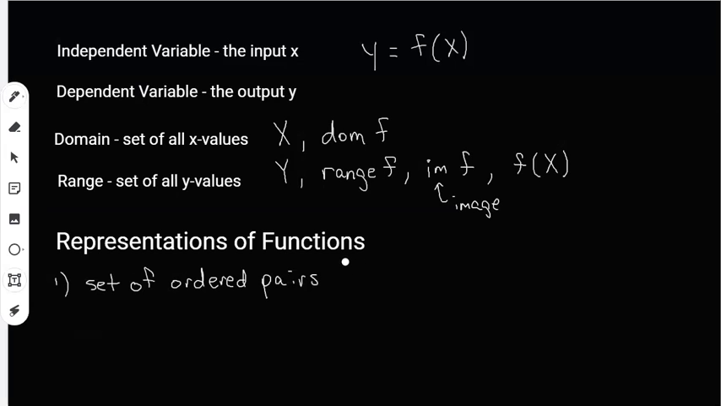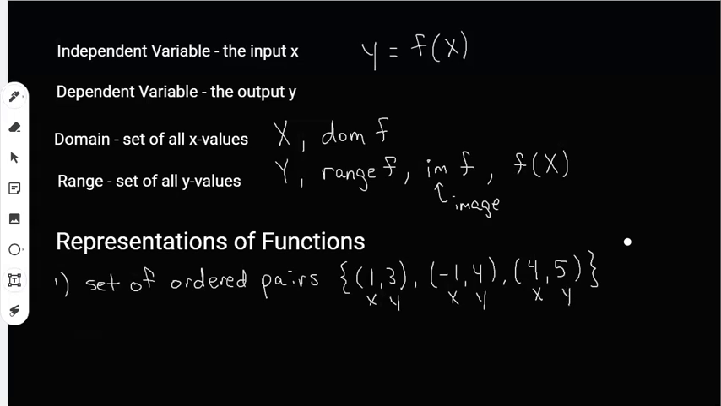So what would that look like? Well, we could have a set containing the ordered pairs (1, 3), (-1, 4), and (4, 5). So that's a set of ordered pairs. Every single ordered pair is going to have an x value and a y value. So that's one way I can represent a function. Just a set of ordered pairs. Now, another way we can represent a function is a mapping diagram. A mapping diagram.